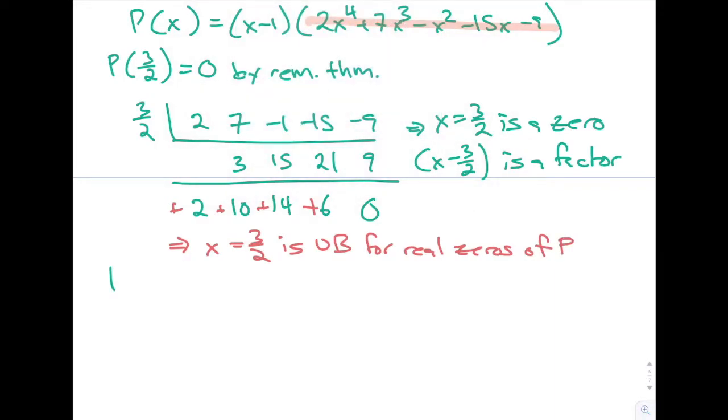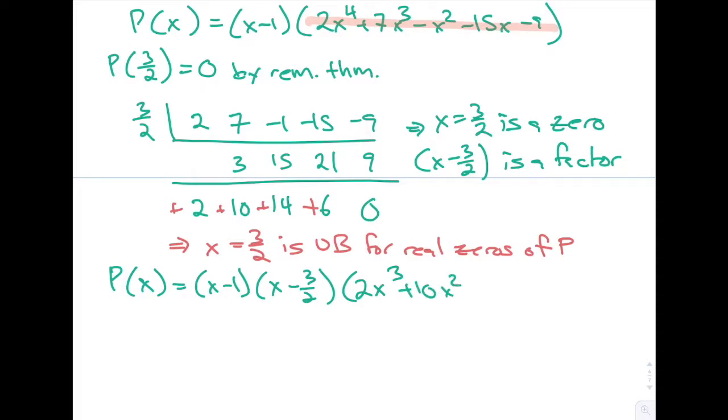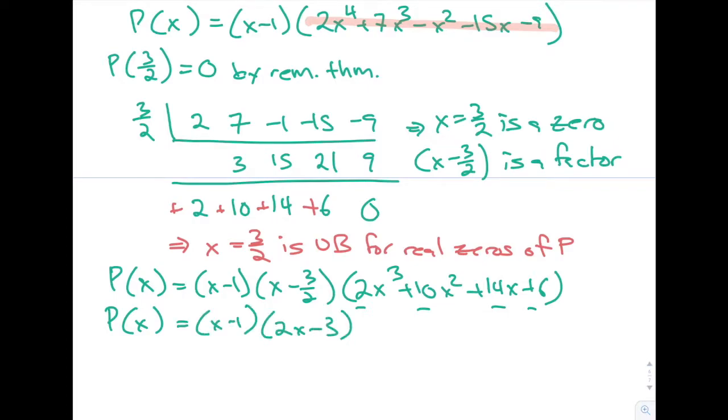And now we'll rewrite the polynomial. P of x equals x minus 1, x minus 3 halves, 2x cubed plus 10x squared plus 14x plus 6. Now just to make this a little bit simpler, we can notice that we can factor out a 2 here, and that'll eliminate the fractional 2 in the second factor, so we can rewrite as x minus 1, 2x minus 3, x cubed plus 5x squared plus 7x plus 3.